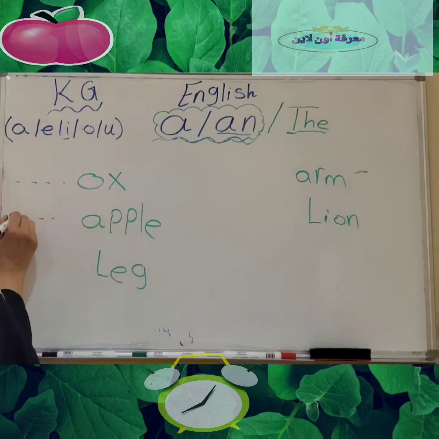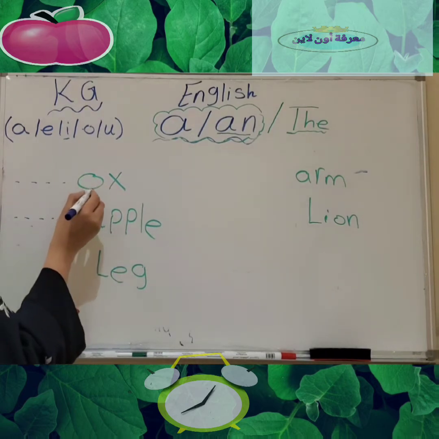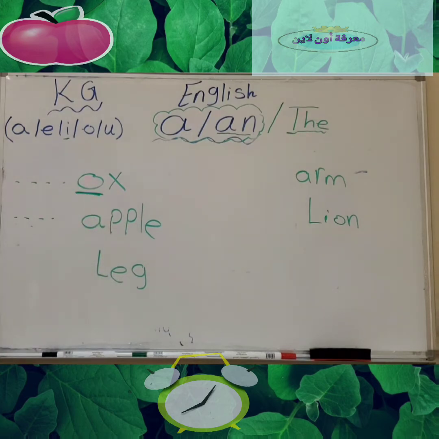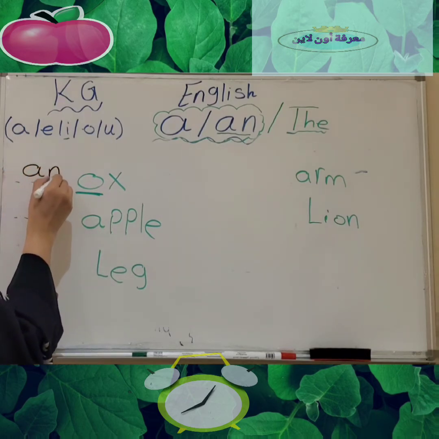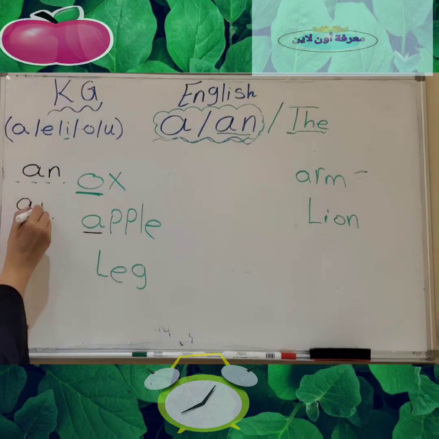Let's see these words. A word like ox. I need you to answer with me. Okay. Ox starts with the letter what? It starts with the letter O. Is O a vowel or not? O is a vowel. So I will use an. Apple starts with the letter A. Is A a vowel or not? A is a vowel. We will use an apple.